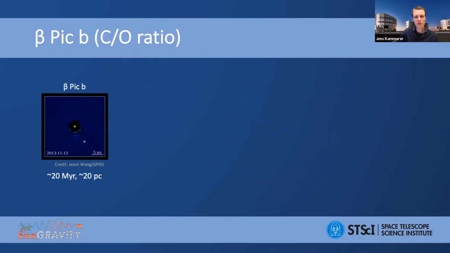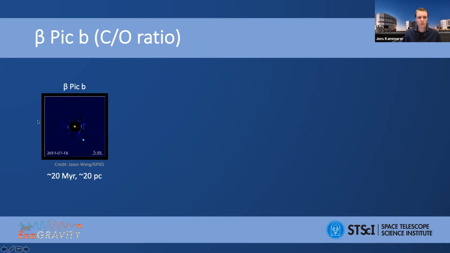Okay, enough about correlations now. Let's look a bit about the science that we've been doing with GRAVITY and exoplanets over the last 3 years or so. And for that, I'd like to start with Beta Pictoris b, which is one of the most famous directly imaged gas giant planets.